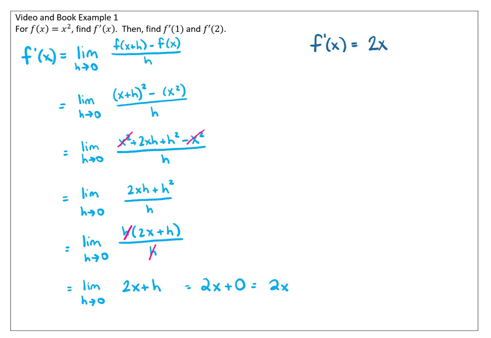Now that I've simplified f prime of x, it's easy to plug in individual values of x. So f prime of 1 is just 2 times 1, and f prime of 2 is just 2 times 2.